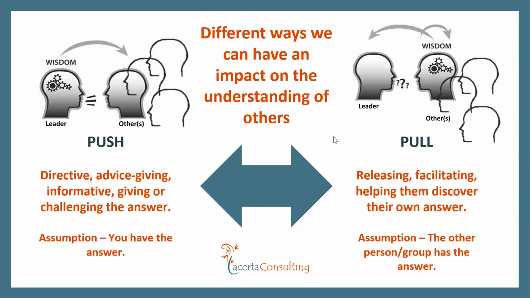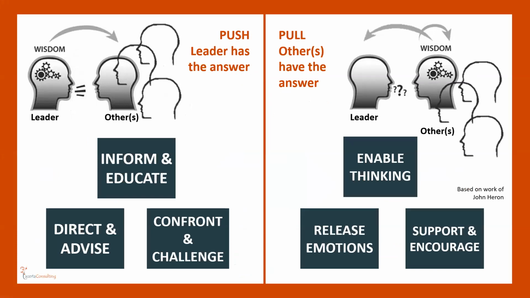And you will start to explore that in your day job. So John Heron, who's an organizational development specialist, a coach, a consultant, but first and foremost a therapist, was interested in the idea of how we use our energies, and he developed these 6 categories, 3 on the push side and 3 on the pull side. How do you direct and advise? How do you inform and educate? How do you confront and challenge? And then how do you, on the pull side, release emotions, enable thinking, and support courage? I'm just going to walk through each of these a little bit just to give you a bit more detail.